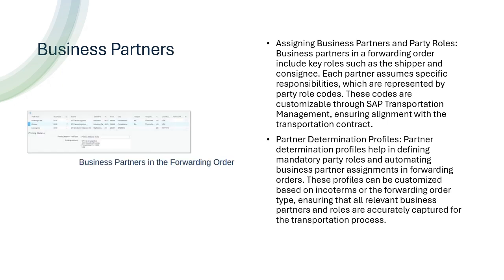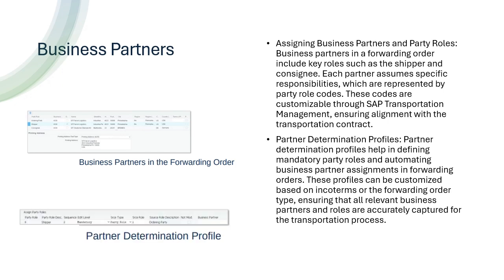And this image actually shows the involvement of different business partners in forwarding orders. So each with a specific role, such as shipper, consignee, or carrier, business partners are integrated directly into the orders and have predefined roles, which actually influence the execution of the transportation process. This ensures clarity and responsibility and improves the efficiency of communication between the parties involved.